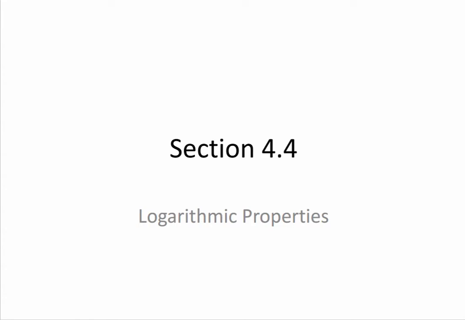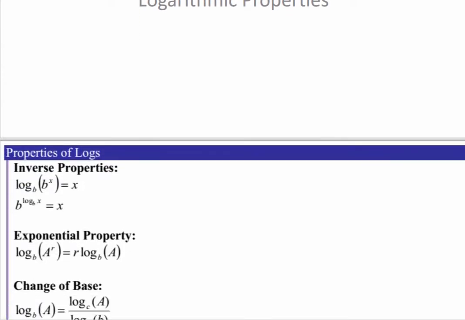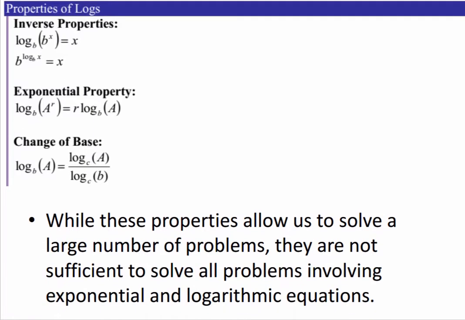So section 4.4, logarithmic properties. Back in section 4.3 we studied some of the properties of logarithms, in particular the definition of a logarithm, and we looked at the inverse property. In other words, we realized that the logarithm is simply an inverse function to the exponential. One undoes what the other one did, so it is referred to as our inverse property. This is a quick example of that.